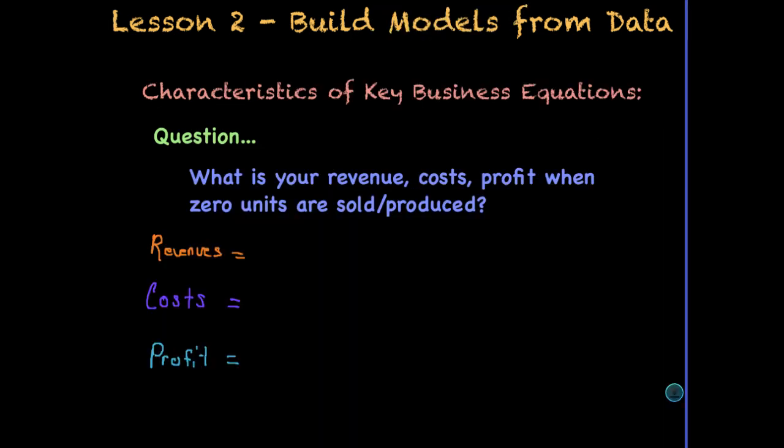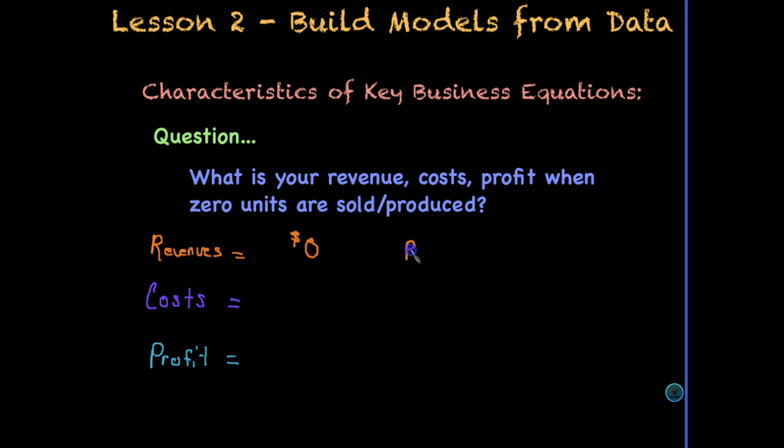Let's think about the characteristics of key business equations, and we can do that by answering this question. What is your revenue, cost, profit when 0 units are sold or produced? In other words, at the starting point, before we've sold anything or before we've produced anything, what is our revenue? What are our costs? What would our profit be? Well, let's look at revenue first. If we have not sold anything, we will not be bringing any money in. Therefore, we'll have $0 of revenue.